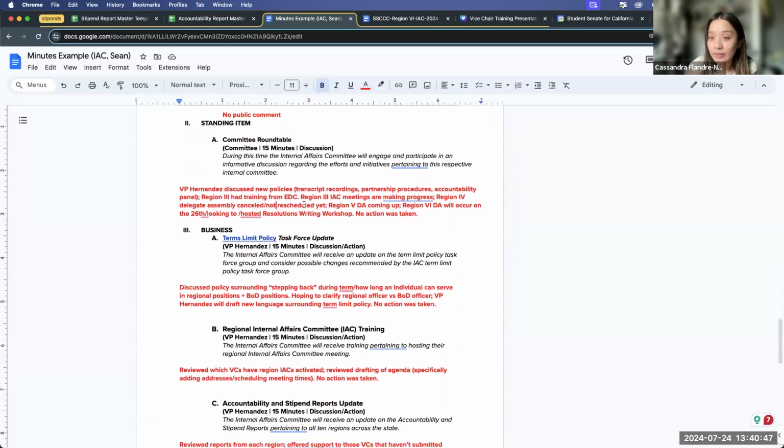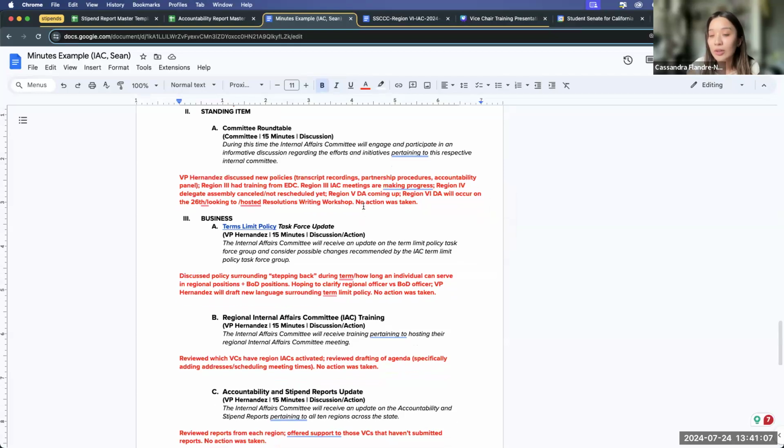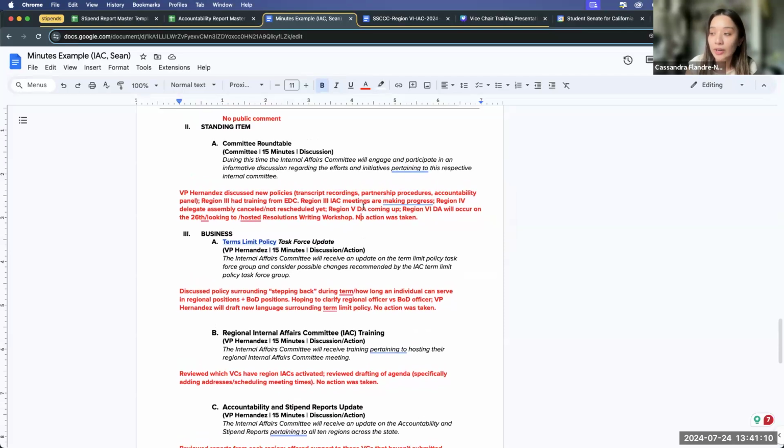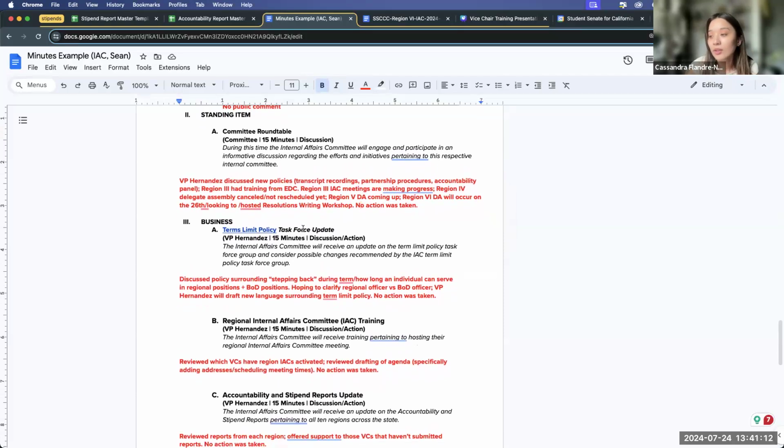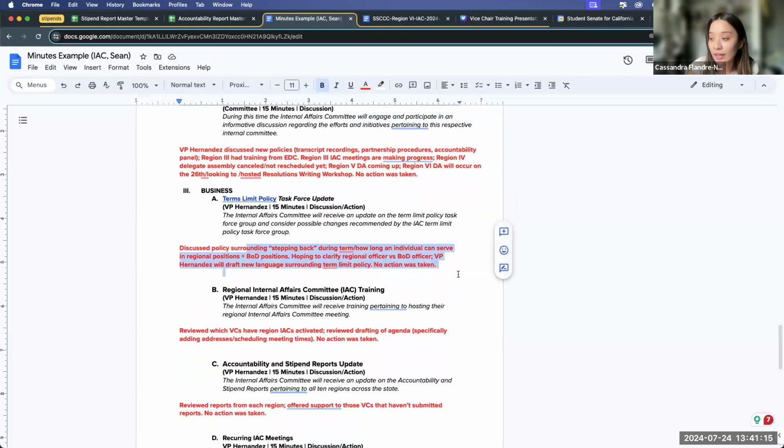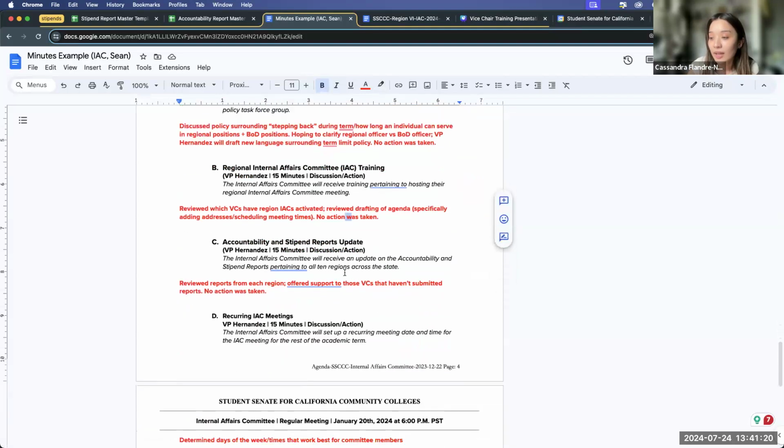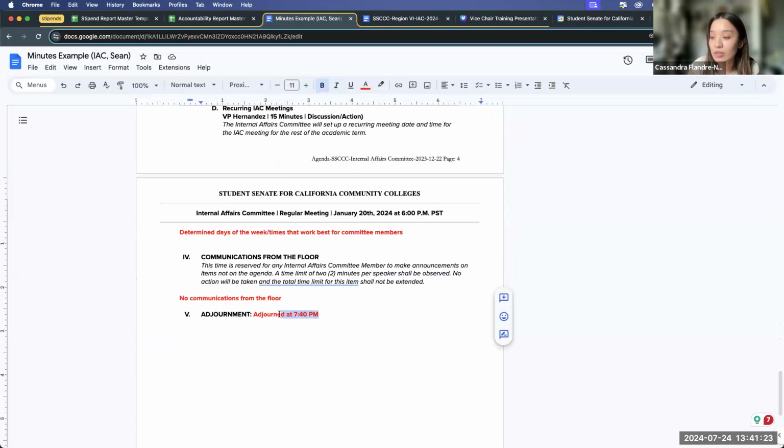When you're taking minutes, it doesn't need to be word for word what was said. You just want to make sure you cover two things. One, a general summary of what was discussed during the item, and two, whether action was taken. For the committee roundtable, no action was taken, but if there was action taken, you need to notate what action was taken and what the motion was, including who made the motion, who seconded, and if there were any objections, so on and so forth. You want to do this for each agenda item: a summary, and no action taken.